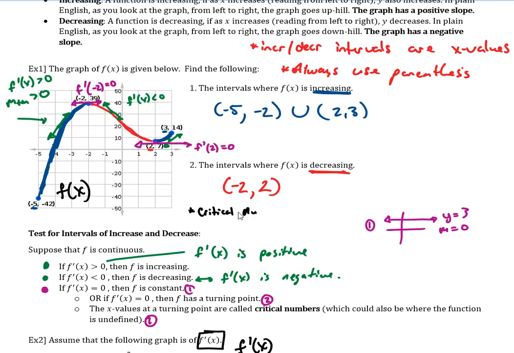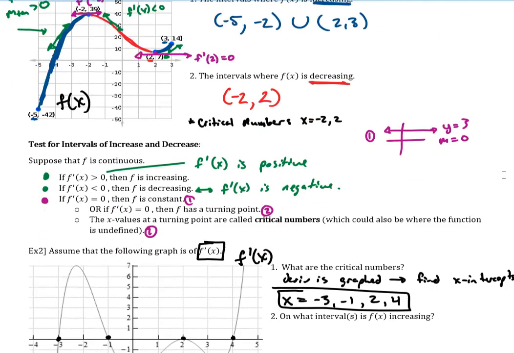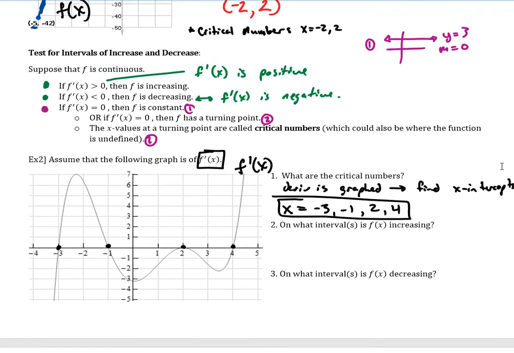If they said, hey, what are the critical numbers? Again, that's where the derivative would have been equal to 0. So that's where we have the turning points, because this is the f of x. So this time I do not want the x-intercepts. The critical numbers for this problem would be x equals -2 and the positive 2. So where the x-coordinate has the turning point. Okay, so we have to be careful based on what graph they give us.